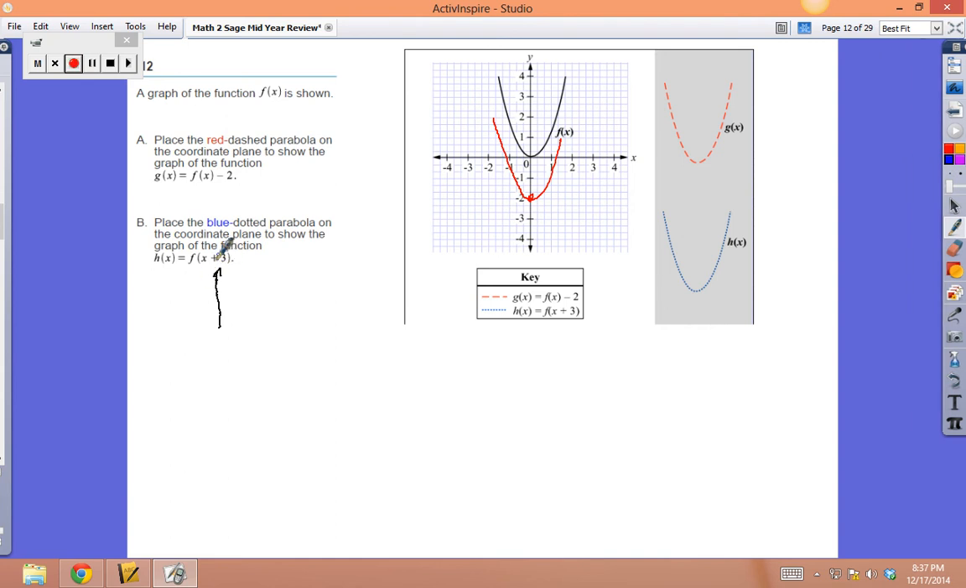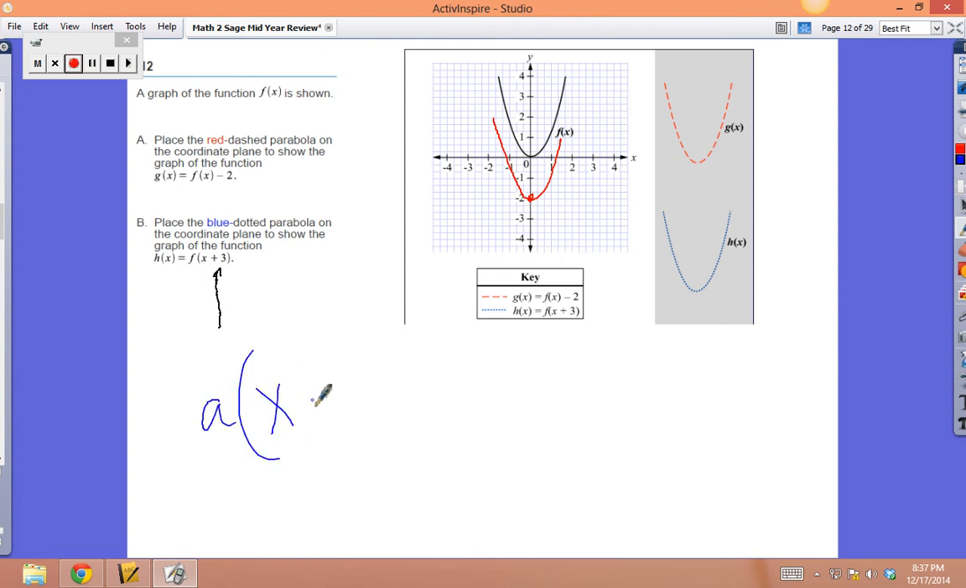if you add or subtract in the parentheses, that's a horizontal translation. And the model is this: a times x minus h squared plus k. This a is the dilation. If it's negative, it flips it upside down. If it's positive, it's right side up. And the bigger the number, if a is 10, it's going to be steep. So it changes the slope. If it's a quadratic, we call that a dilation. This h slides it left and right, and the k slides it up and down.